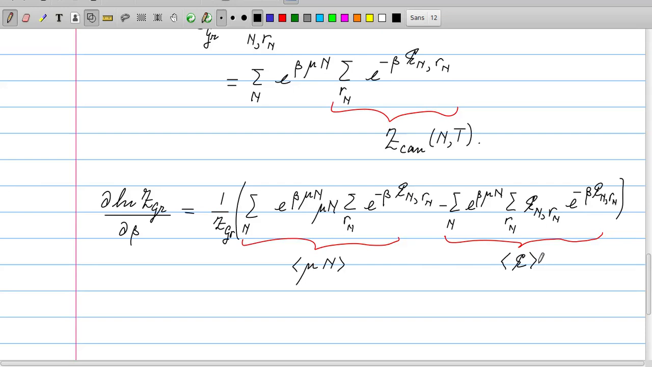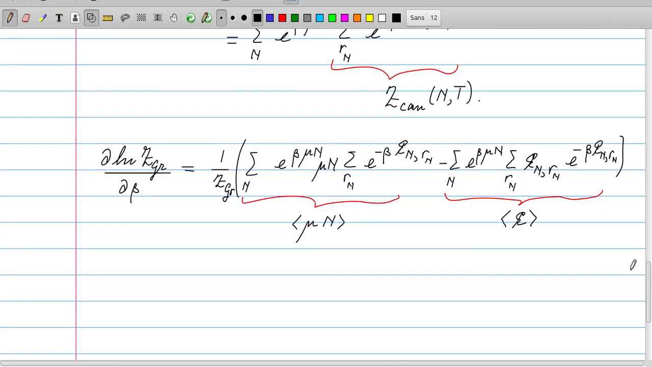So altogether, this implies that we have the expectation value of E equals minus d ln Z grand d beta, plus mu times the expectation value of N. So this is how we can calculate the energy from the grand partition function, provided we know what the expectation value of N is, and that is easy to find.